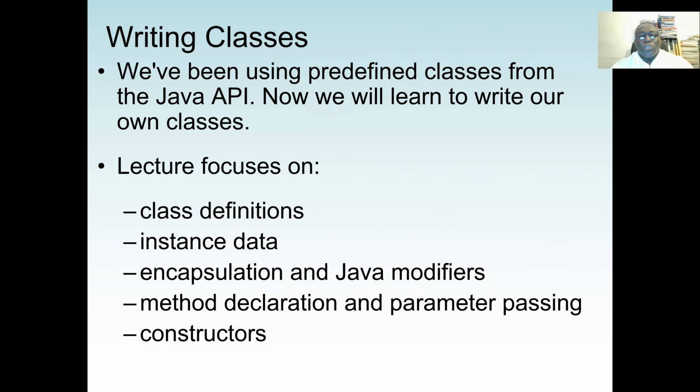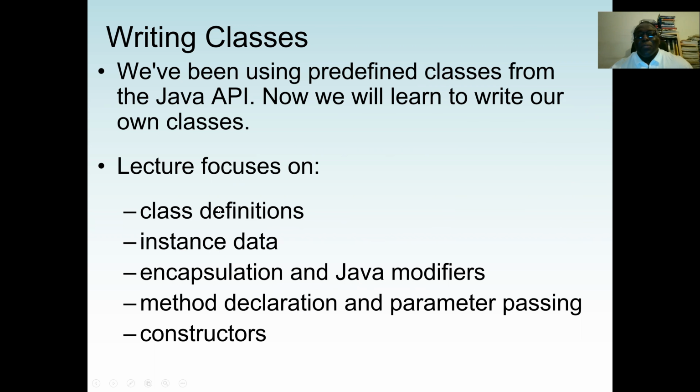So we're going to focus on class definitions, instance data, what is encapsulation, and also what are Java modifiers. For example, we spoke about that in our first lectures, talking about private, protected, and public. Also method declaration and parameter passing, and also constructors.